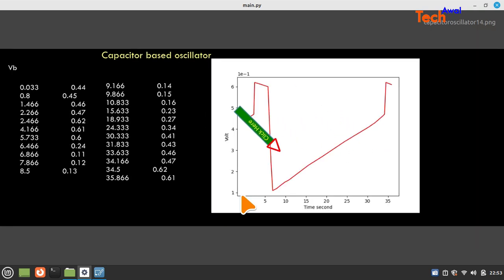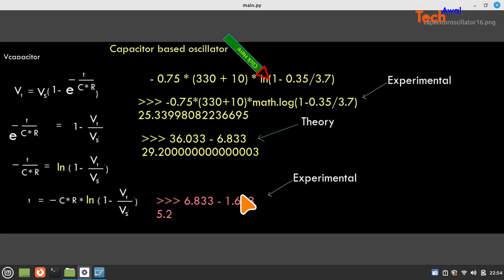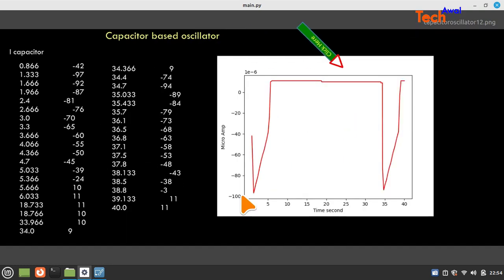And when the transistor is active, when we see VB, it holds at that position. Even though the capacitor is discharging heavily, it holds till it is active, and suddenly it is inactive. And this is what we are seeing in the capacitor also. The capacitor is on the negative side, so it is discharging.